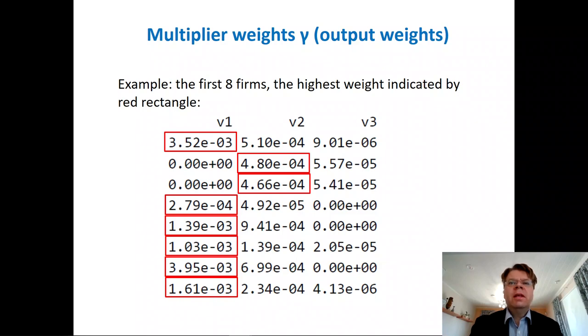And as you can see, the output weights are very, very small numbers in all cases. This is because the outputs themselves are relatively large numbers. So the scaling arises from the fact that our data are measured in such large units. It would be, of course, possible to normalize the output variables or normalize the weights to make them easier to interpret. But for our purposes, these weights are also okay. Just don't worry about the fact that they are very small numbers. Anyway, if they are non-zero, they play a role in the DEA optimal solution.